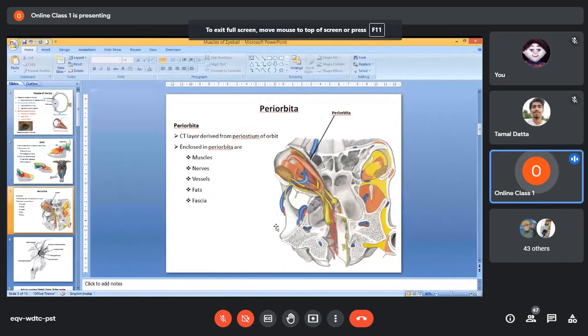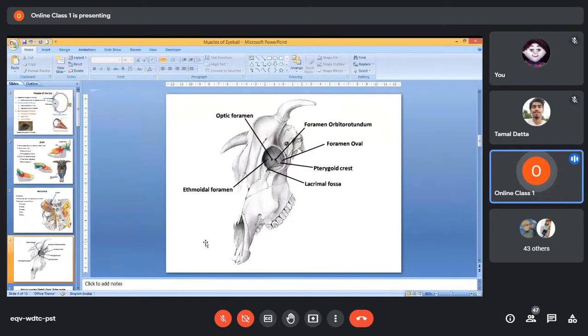Here I just wanted to tell you about the periorbita, which is the connective tissue derived from the periosteum, and within this periorbita you will have the eyeball and its accessory structures. Now I would like to discuss the dry skull here, mainly the foramina, because I told you all the extrinsic muscles of the eyeball will have their origin from the wall of the orbit, isn't it?